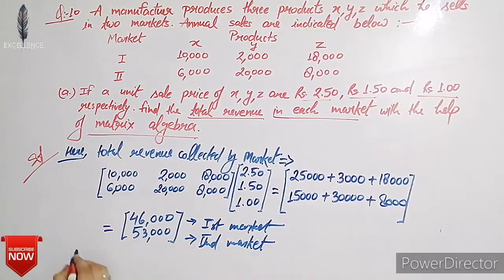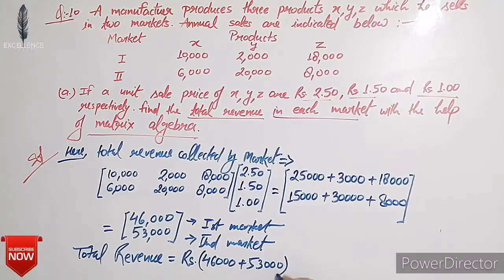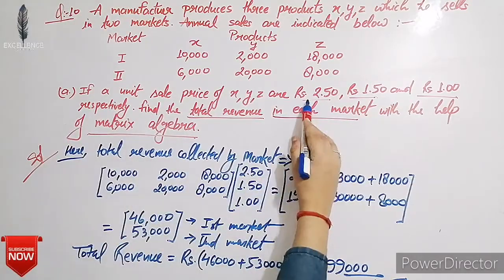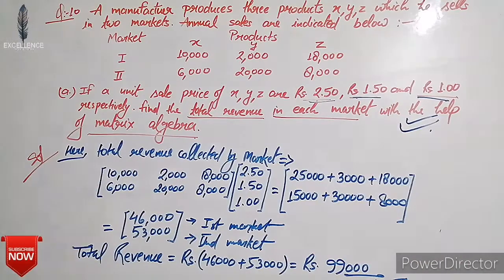So total revenue is equal to 46,000 plus 53,000, that is equal to 99,000 rupees. Okay, clear? Using the same process in part B of this question, you easily get the total cost price, and after that gross profit, that is equal to revenue minus cost price.